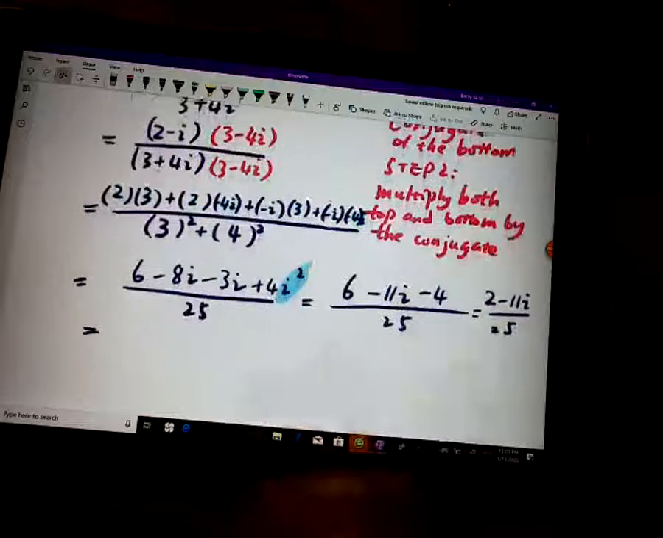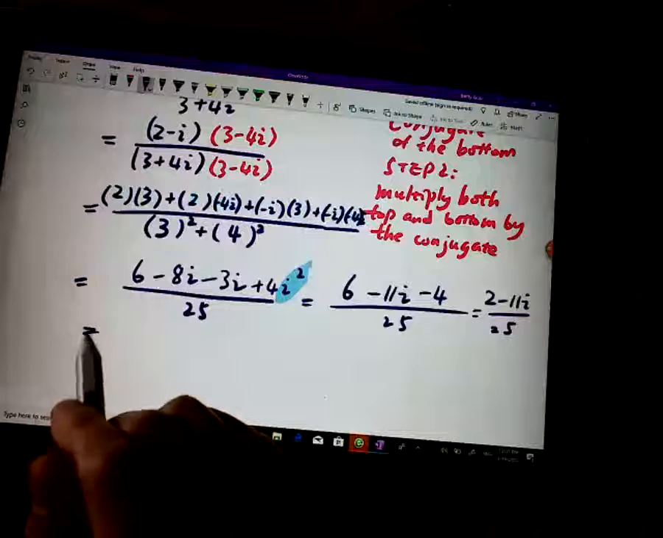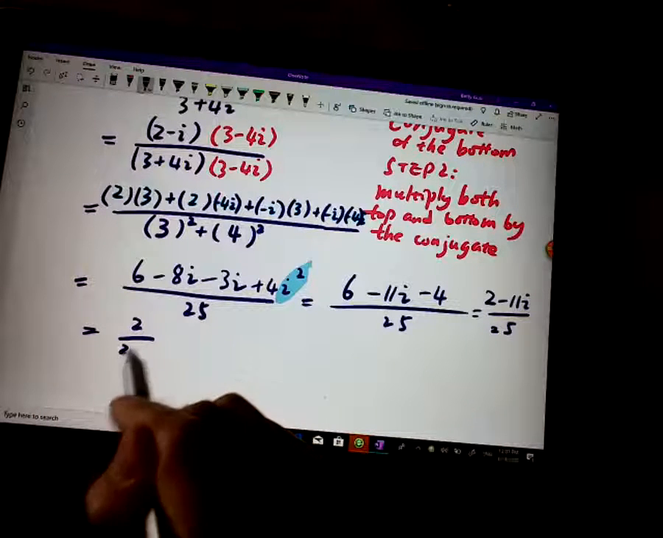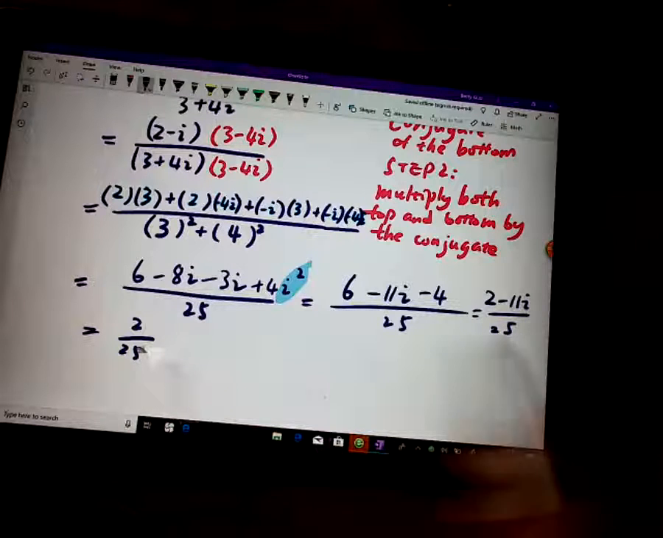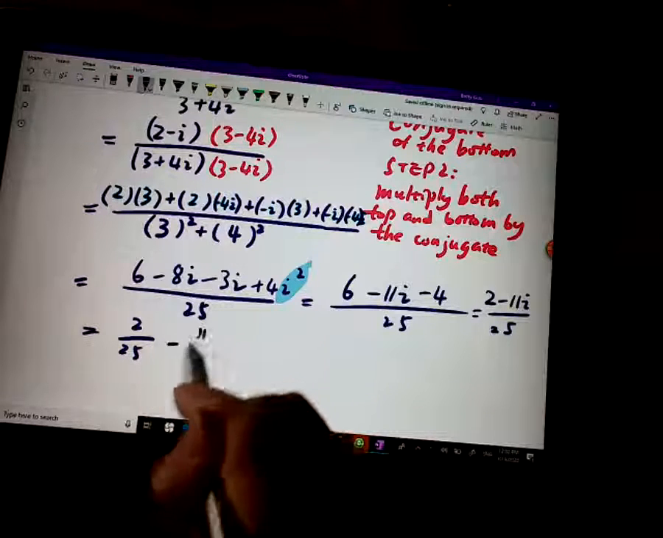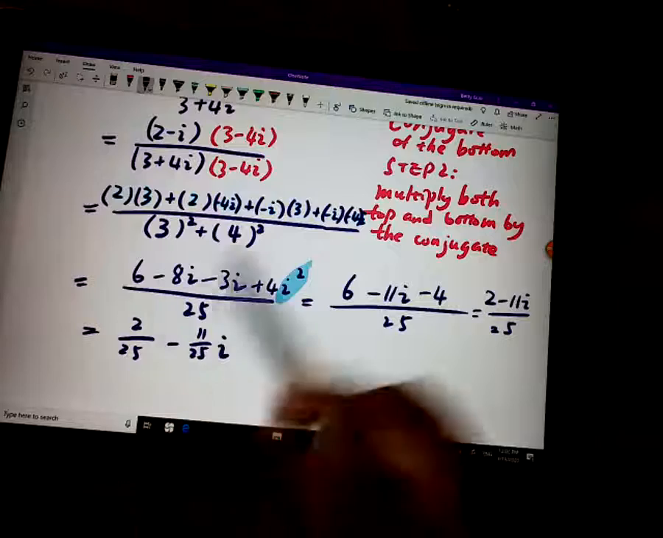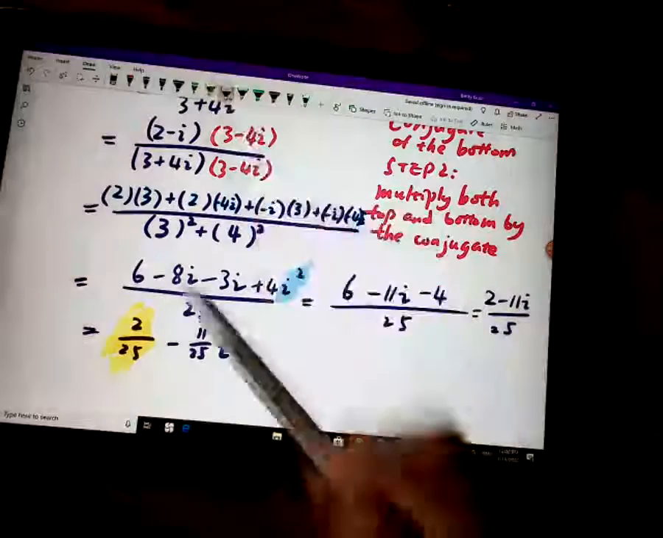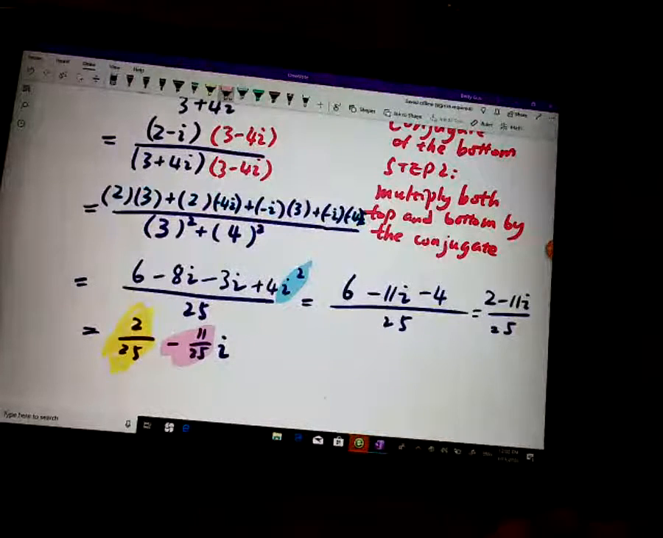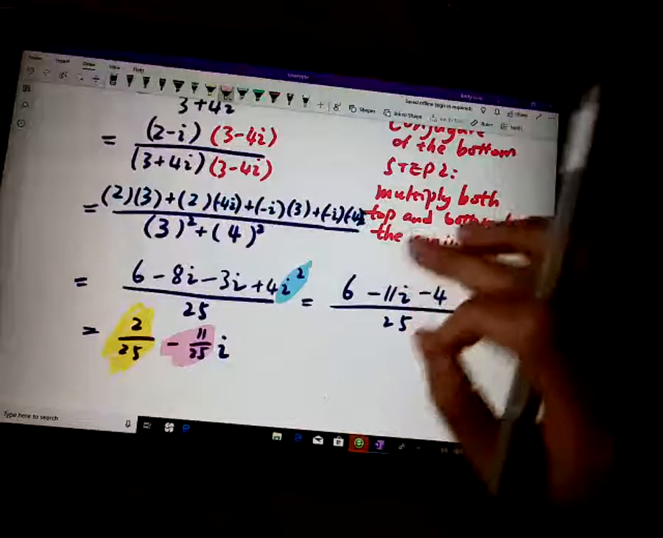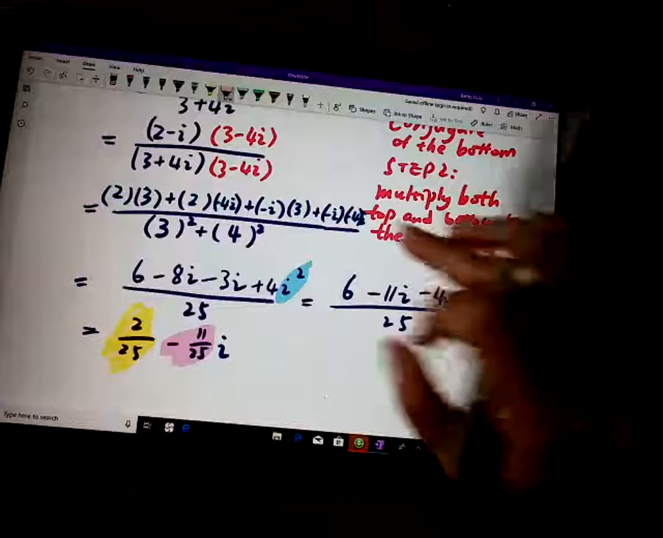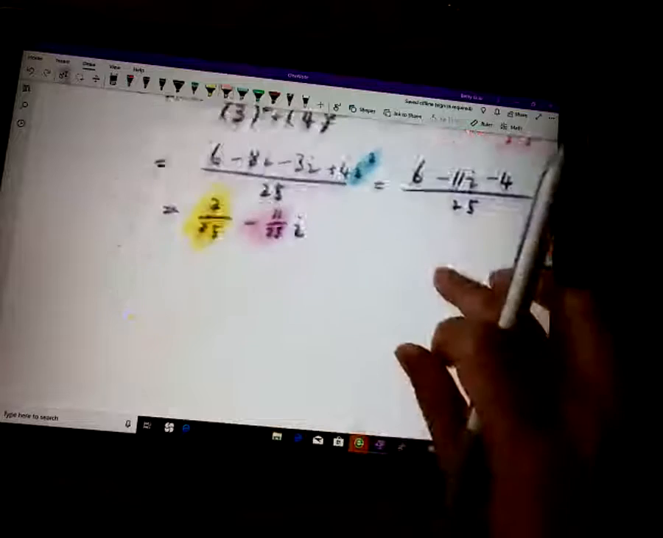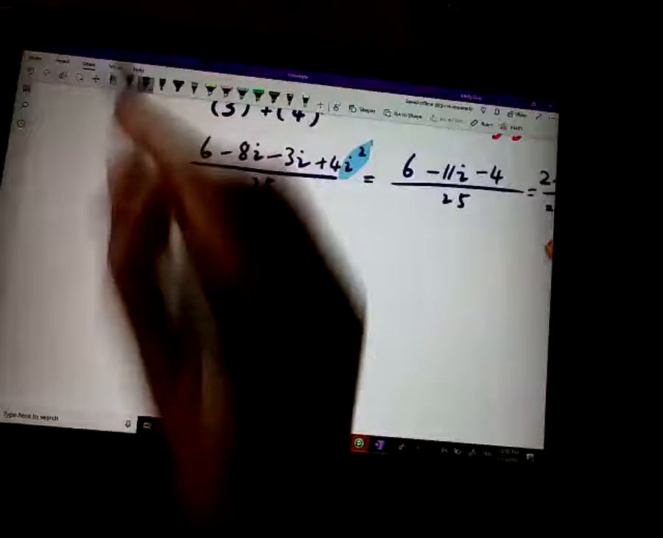But if you want, you can rewrite that in the standard form. Remember, left ear over the head, 2 over 25. Right ear over the head, minus 11 over 25i. This way, you can see the real part and the imaginary part clearly. So you can see, this is not a coincidence. Generally true. You divide a complex number by a complex number, you have a complex number as the quotient. One more.